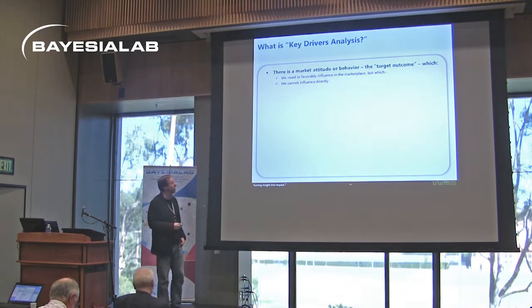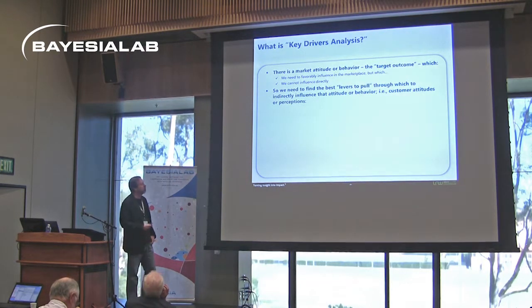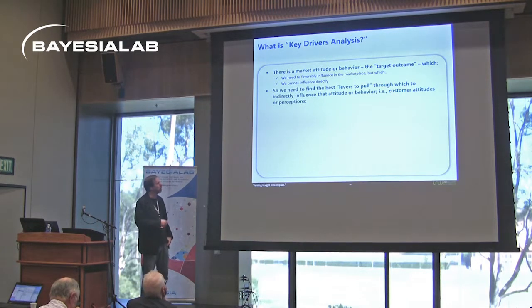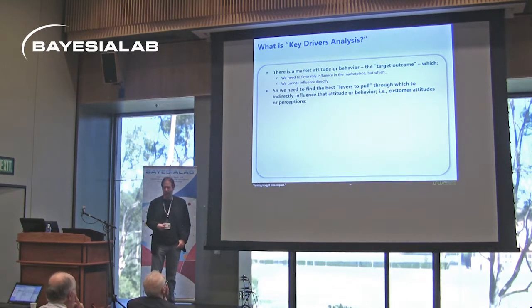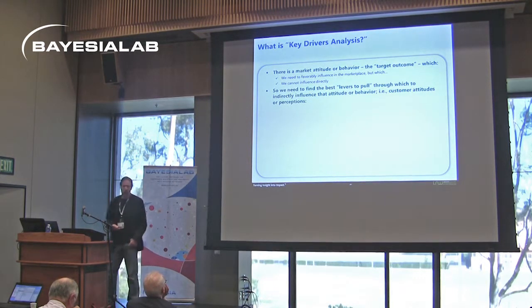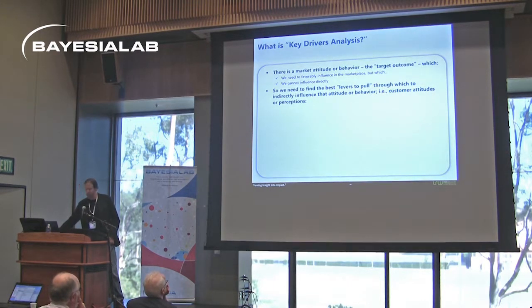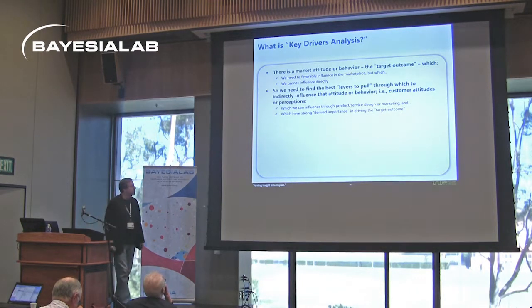You have to find those best levers to pull, metaphorically speaking, through which you can indirectly influence this attitude or behavior. Things that you can influence, which in turn will influence the target outcome behavior. In marketing research, these usually boil down to customer attitudes and perceptions about your brand, about your product, etc. The logic being, if you can influence those to become more favorable in the mind of the average consumer, then that's going to move the needle for you on the target behavior that you're trying to move ahead.